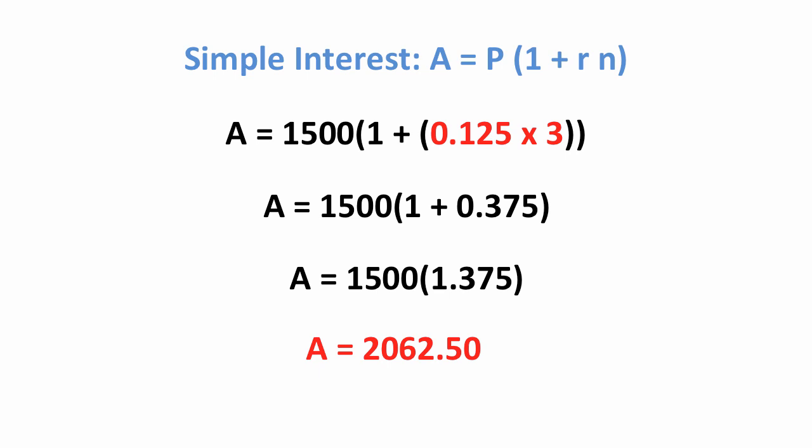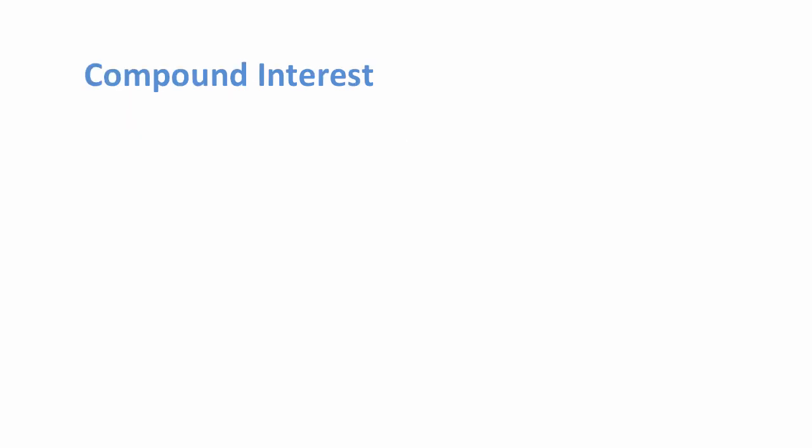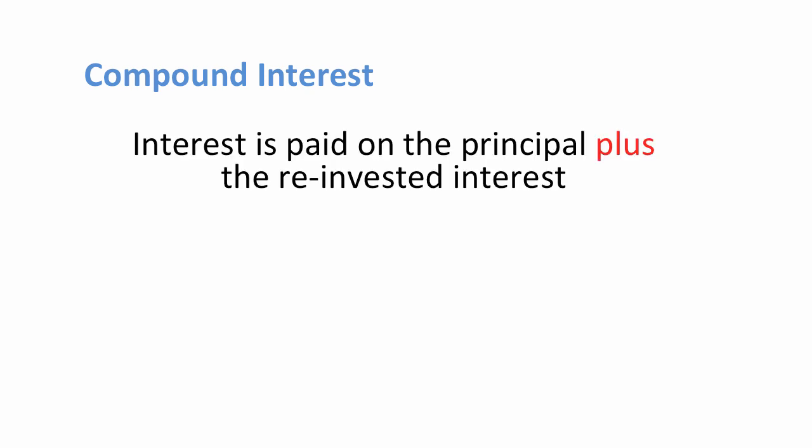The next example, or in other words, we're going to make a comparison between the simple interest and compound interest. Compound interest is one in which you earn interest on the principal or the initial deposit or investment or borrowing. You earn interest on that, plus you also earn interest on the reinvested interest as long as that money stays in the account.